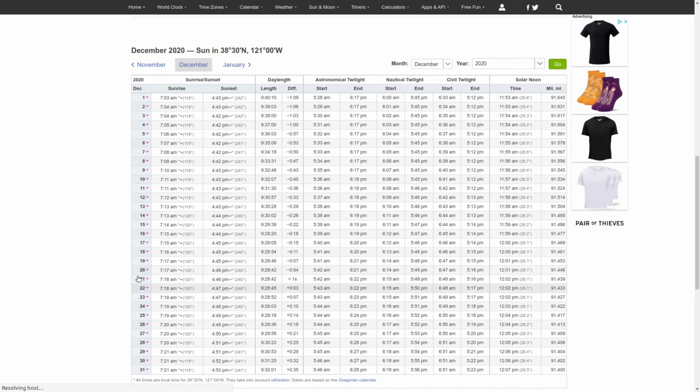And then after the winter solstice, the sun returns and the days get longer.